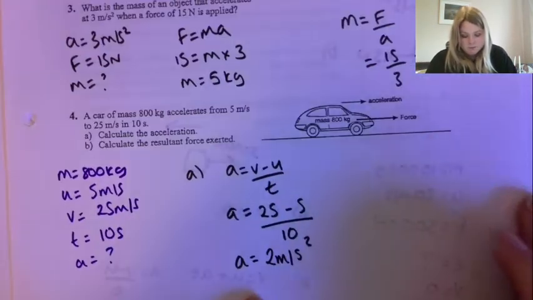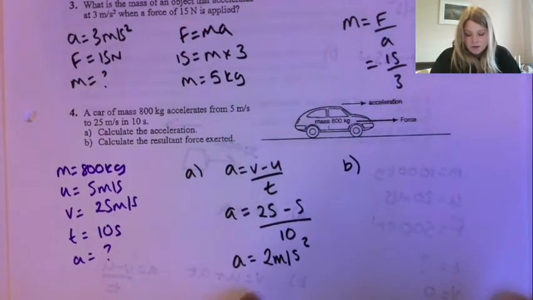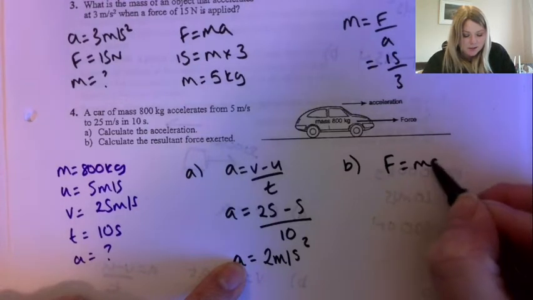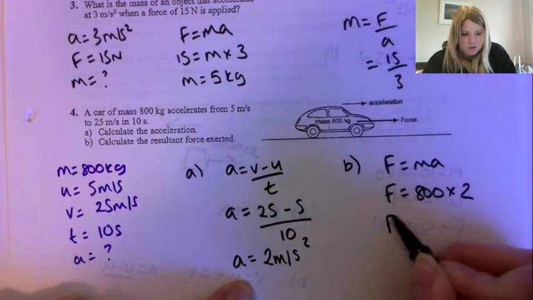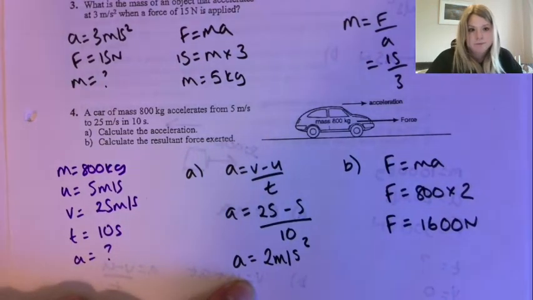Okay. Part B, calculate the resultant force. So now we have the mass and the acceleration, so we can put that into F equals ma. Mass 800, acceleration 2, so we get 1,600 newtons.